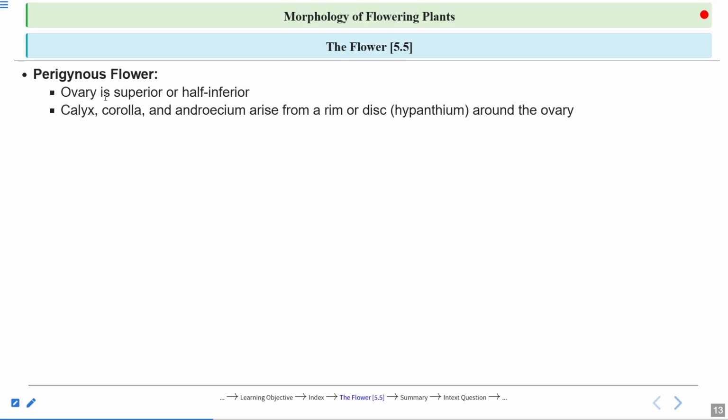The other type, perigynous: the ovary is superior or half inferior. It is in an in-between position.